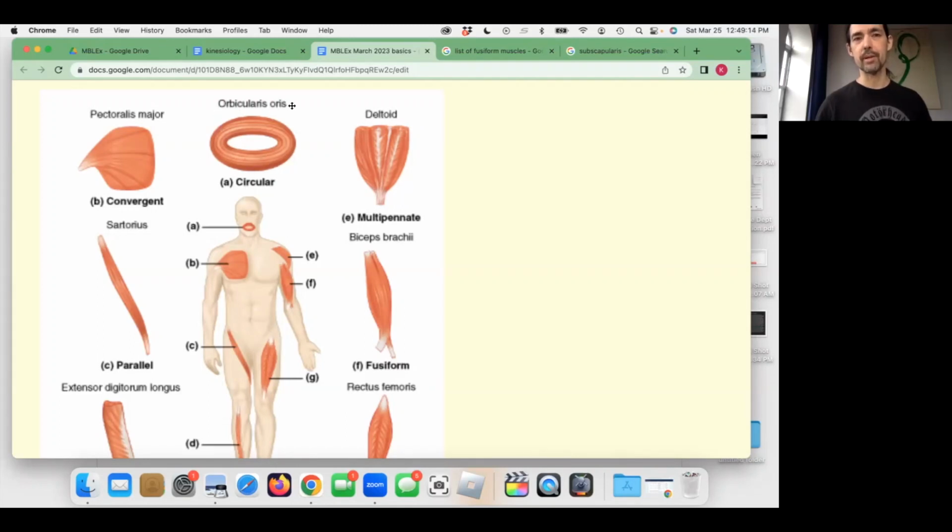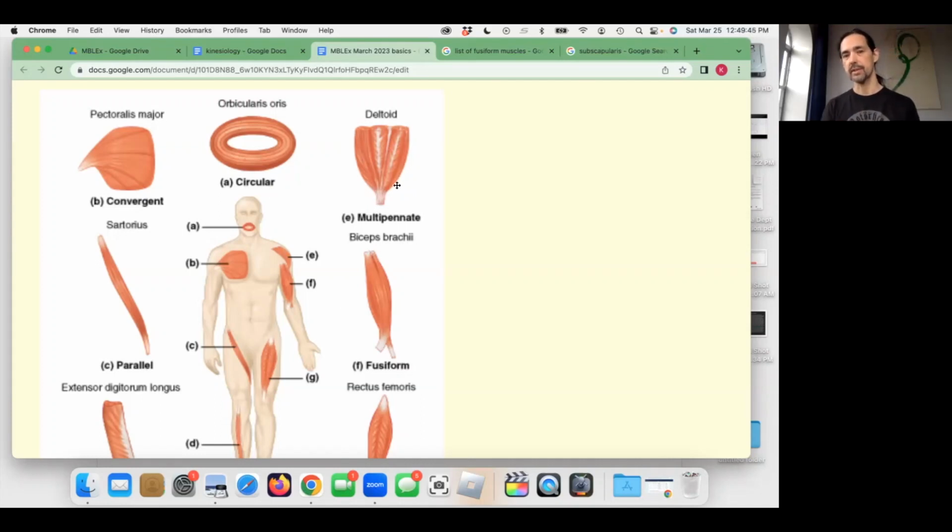The name of the muscle around the mouth is the orbicularis oris, and that is a circular muscle. Orbic, like orbit, orbicularis, circling; oris, like oral, like mouth, versus orbicularis oculi, like eye. So the ones around the eye that squinch the eye, that's the oculi muscle, and the ones around the mouth, that's the oris muscle, and they're both orbicularis in shape.